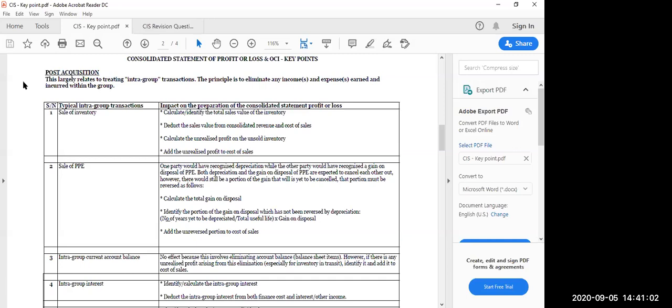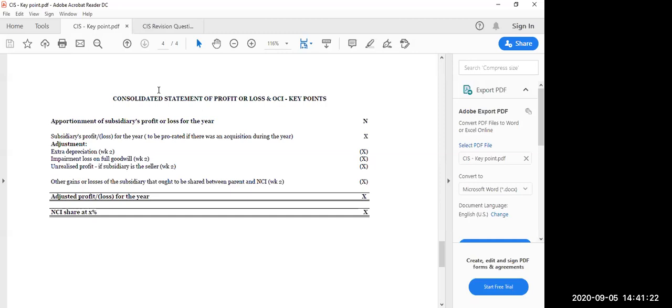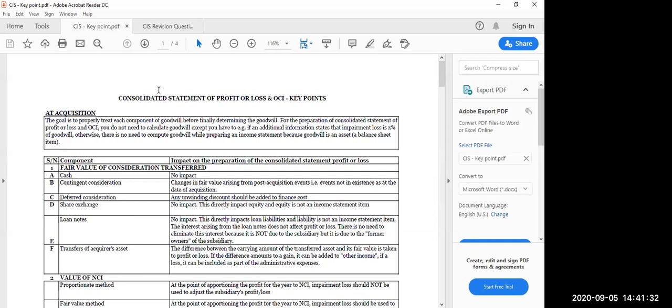Aside from the post-acquisition, the next thing you also pay attention to is how to calculate the associate's share of profit for the year. That's the parent's share of profit for the year from the associate. And lastly, we're also expected to apportion some of the subsidiary's profit to NCI based on NCI's percentage shareholding. So once you are conversant with these four aspects, you are good to go.